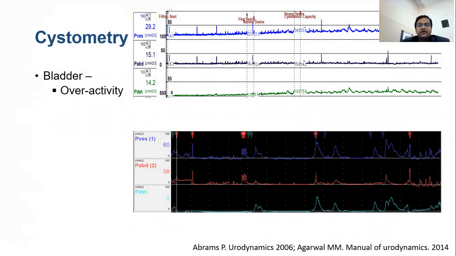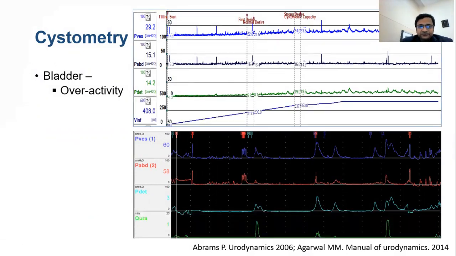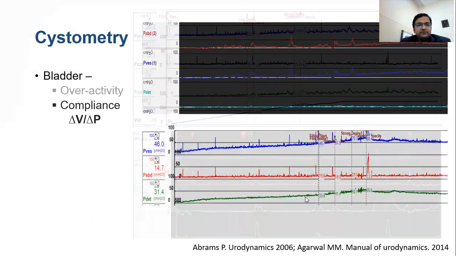Now, more important issues are bladder overactivity. So if detrusor overactivity is noted, then we should mention other things. In the first graph, you see the third graph, the green graph, is P detrusor. There is a low amplitude repeated overactivity. We should know at which volume it started. In the second graph, you see a high amplitude overactivity, which was associated with leakage. So whether leak was present should be noted.